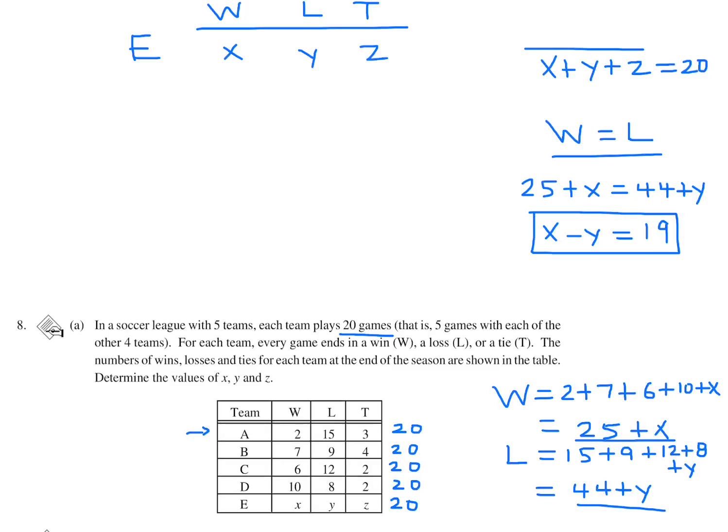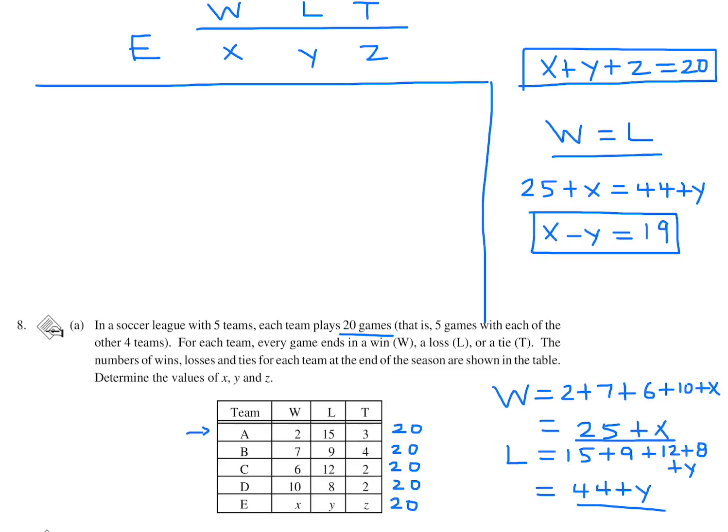So there you have it, this one and this one. Unfortunately, we have 3 variables and only 2 equations, so we have to do a little bit of inspection here. All right, no problem. Let's use inspection. Now, before I start plugging in values of x, look at this equation right here. x minus y is equal to 19, right? What is the maximum value of x? x represents the number of wins for Team E. They play 20 games. So how many wins can they have? Well, x's maximum value is 20 if they win all their games.